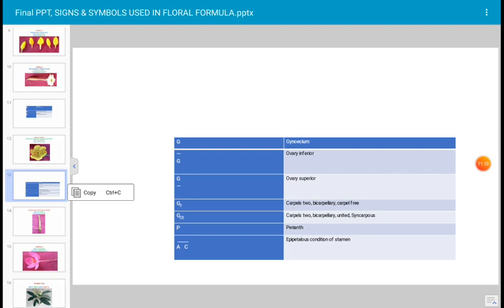Below that is another figure. All the stamens together are known as androecium. If the stamens are united with the corolla lobes, that means the petals, this is the epipetalous condition of stamens. If the stamens are fused with the petals of the corolla, it is described as the epipetalous condition of stamens. Okay, next slide.